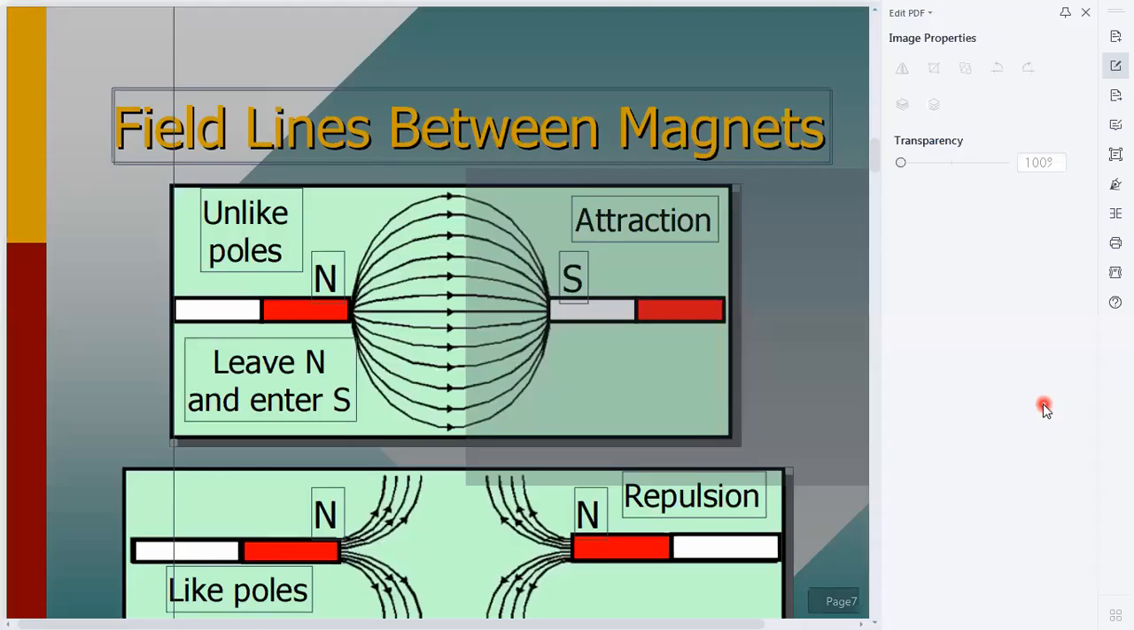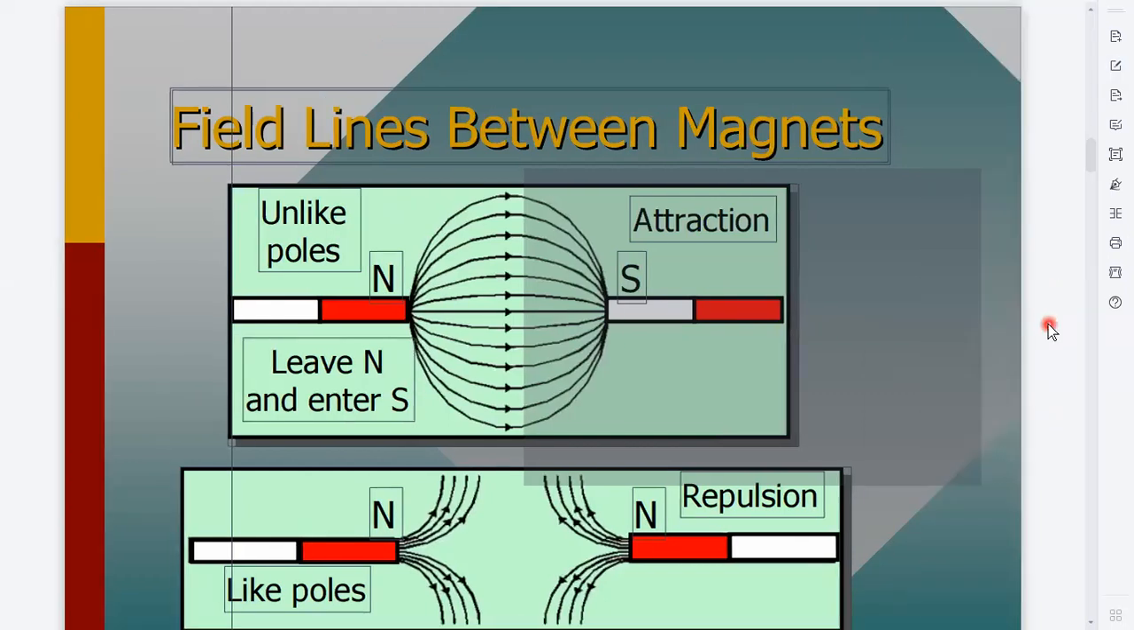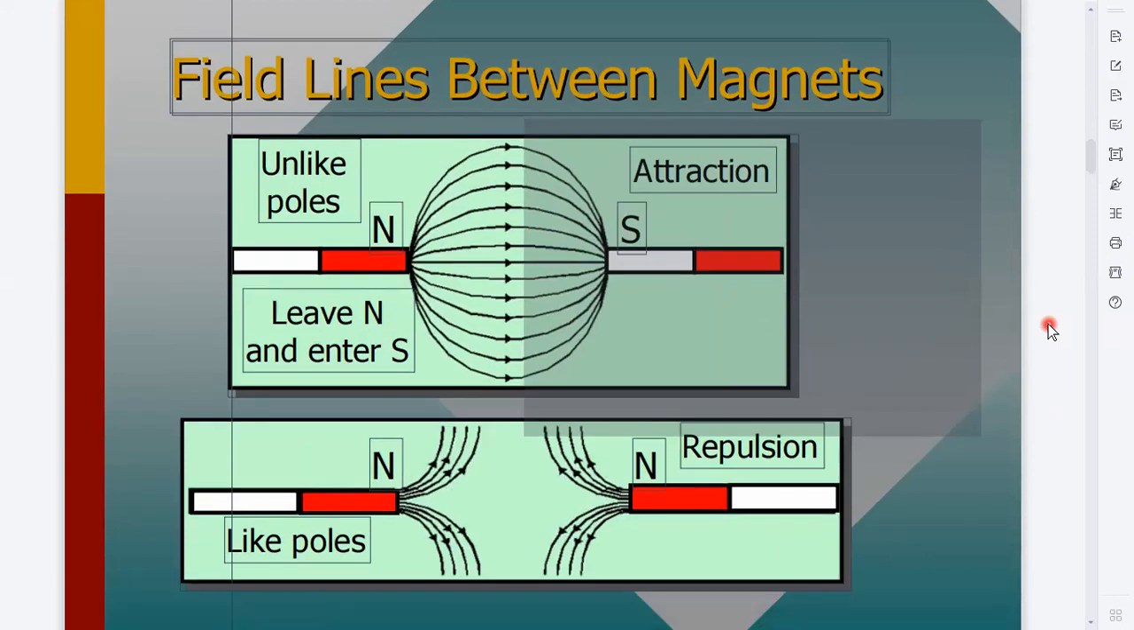Now, the field lines between magnets. For unlike poles, the lines leave the north pole and enter the south pole, and this is the attraction. This is the property of lines of force for like poles, and this is the repulsion.